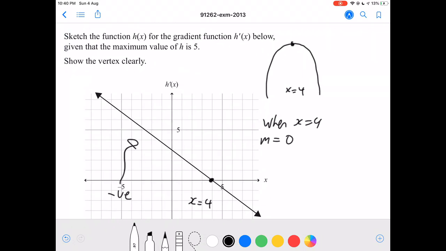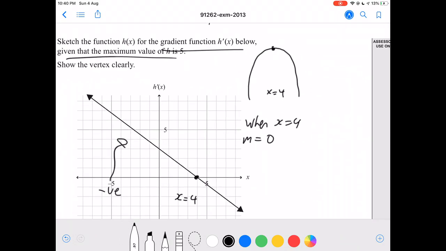One more thing to keep in consideration is that the maximum value of h is 5. So the maximum is y equals 5, and this point has to go through (4, 5). That's what it's saying, because at the maximum, this is a negative parabola. Therefore, x equals 4 is our turning point, and since there's only one turning point, this has to be a maximum. Therefore, it has to pass through the point (4, 5).